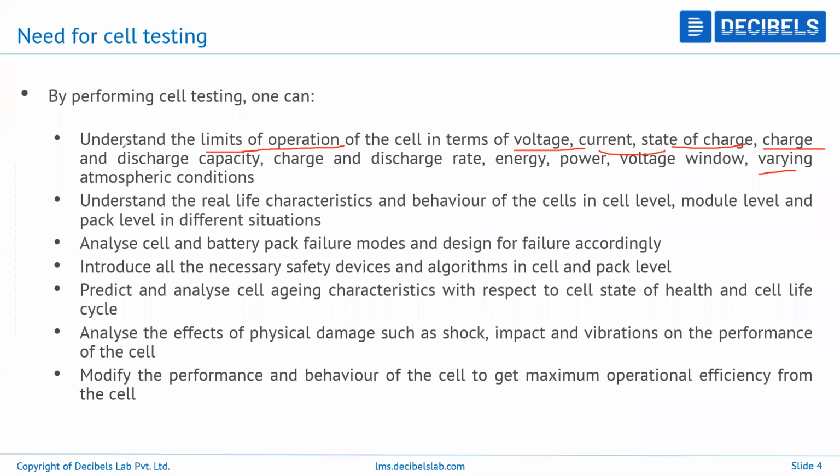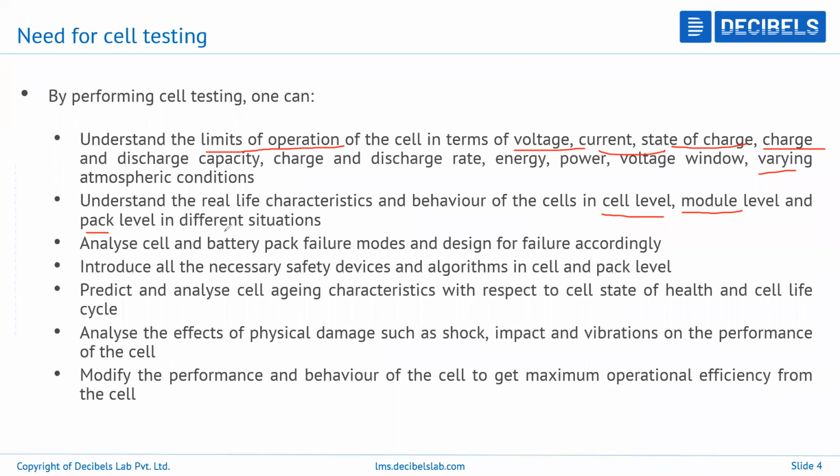Okay, so by performing cell testing, you're able to understand what these limiting factors are and how they affect the performance. You're also able to understand the real life characteristics and behavior of the cell and the battery pack. So not only in terms of one individual cell, but also in a group of cells, which is called a module, and at pack level, also called a battery pack. So a group of cells makes up one module, a group of modules makes up one battery pack.